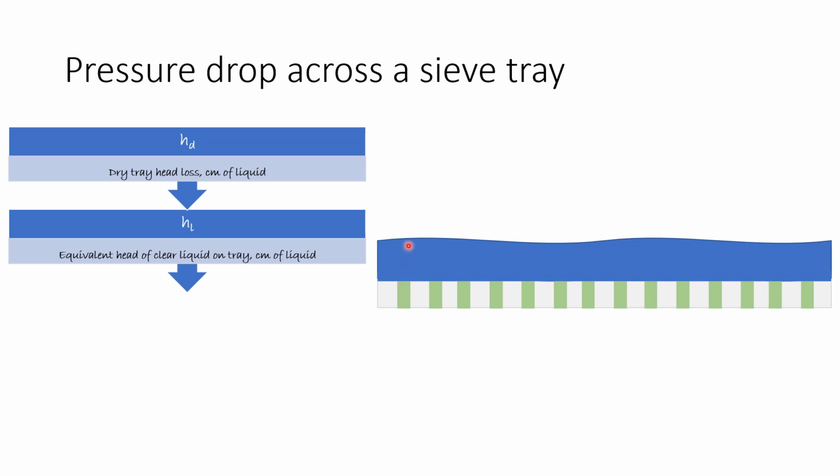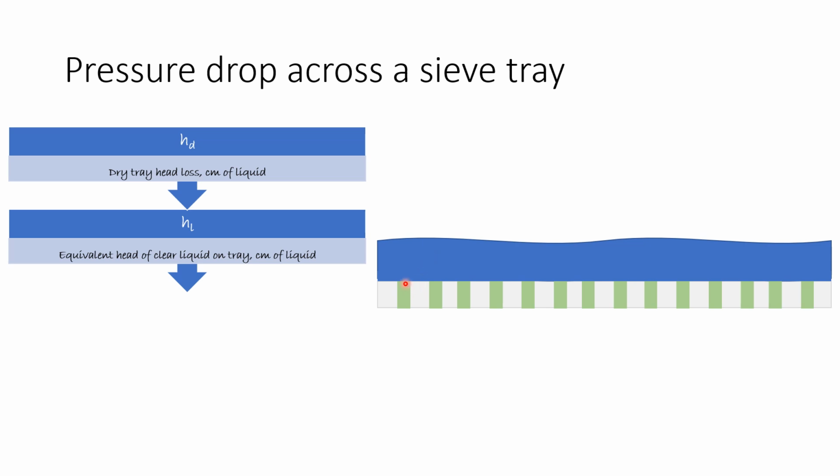So obviously the higher the weir, the more liquid will be accumulated on top of the tray, and therefore the more pressure drop we will have in terms of HL. So we'll have higher pressure drop. On the other hand, the higher the weir, the more liquid will be accumulated on top of the tray, and therefore more contact between the gas and liquid will take place, which means the mass transfer efficiency will be higher. So again, we have an optimization between pressure drop and the height of the column.